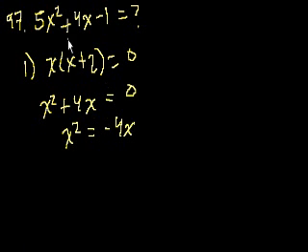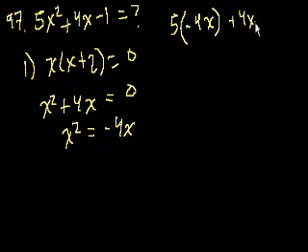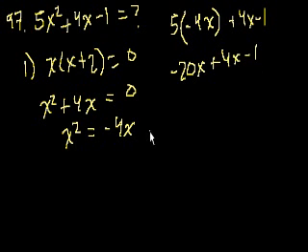Well, maybe we could substitute this in for x squared. So we get 5 times x squared. Well, we know that x squared is minus 4x. So 5 times minus 4x plus 4x minus 1. That's minus 20x plus 4x minus 1. No, it doesn't get us anywhere, even playing around with the algebra. So we get minus 16x minus 1. So statement 1 by itself, at least as far as I can figure out, does not help us solve this problem.